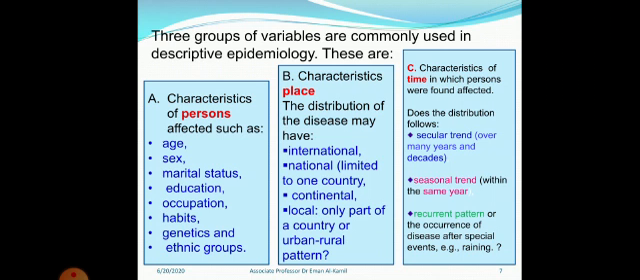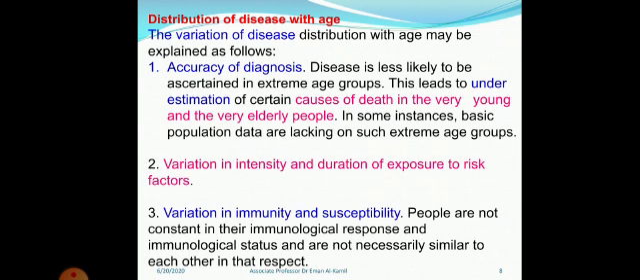Also, we are going to describe the characteristic of the occurrence of the disease regarding time, whether it is a secular trend over many years and decades, or seasonal trend or seasonal variation in the same year but at different seasons or different semesters, and also a recurrent pattern or cyclical pattern every year. So the distribution of the disease regarding age.